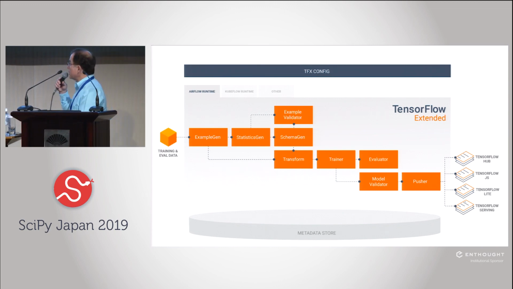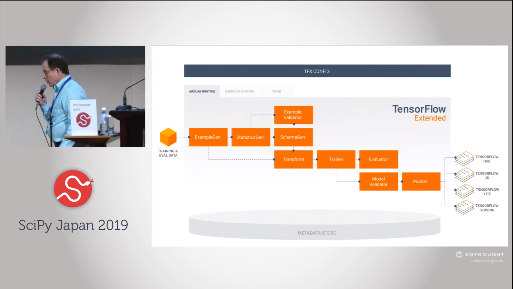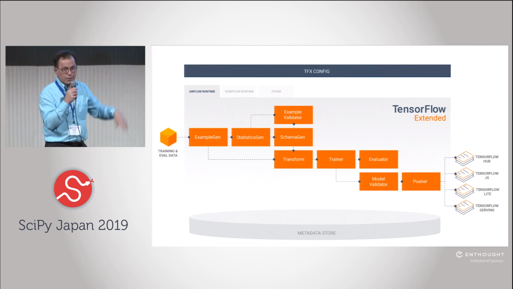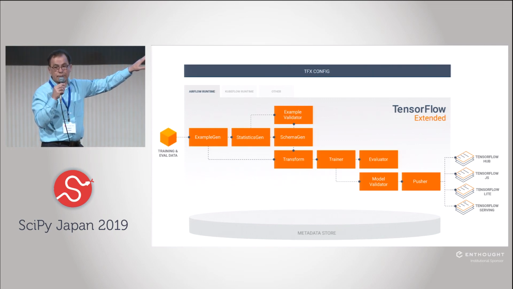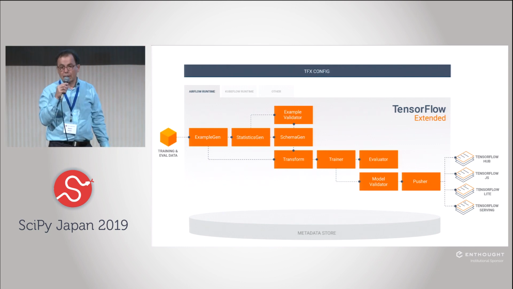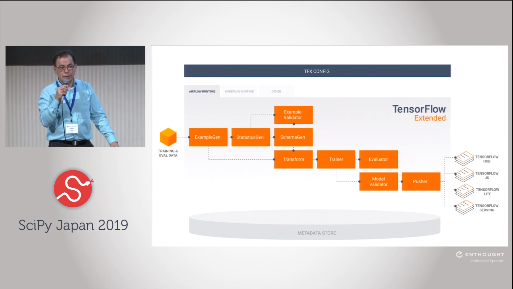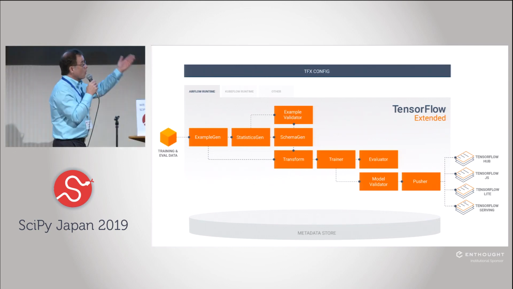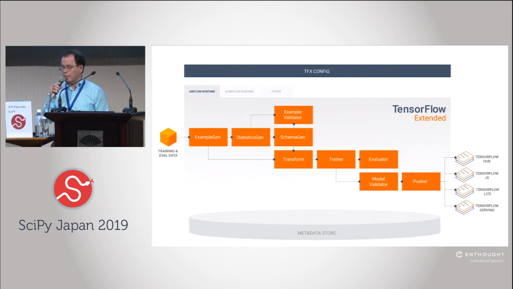And finally, Pusher manages pushing your saved model to some deployment target. It could be one of several, it could be all of the above. So TensorFlow Serving if you're going to a serving farm, TensorFlow Lite if you're going to a mobile application, or TensorFlow JS if you're going to a JavaScript or Node.js application, or TensorFlow Hub if you're going to a repository or some other target.